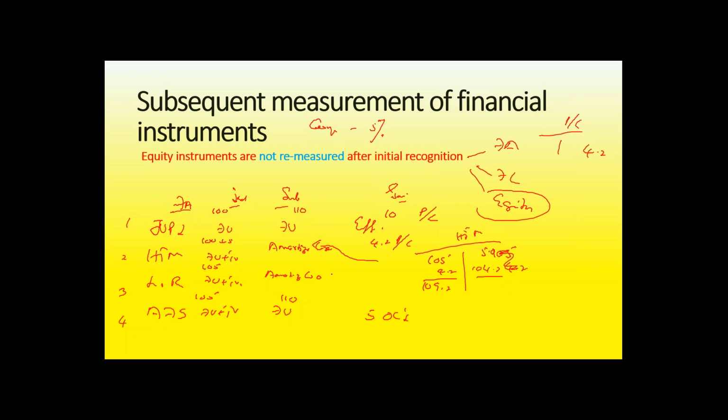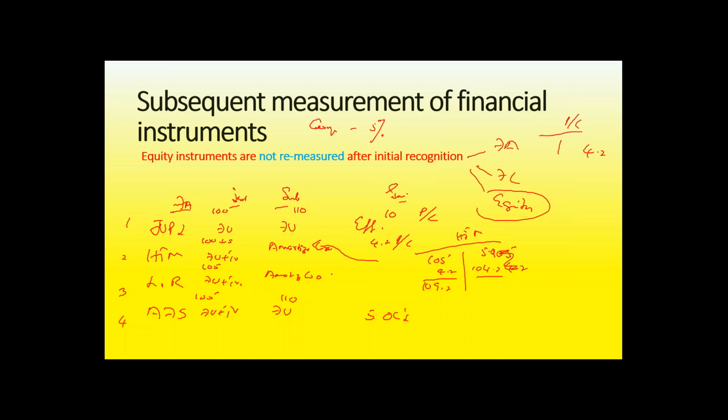So you charge interest at the effective rate of interest, deduct the coupon rate of interest, and that will be the amortized cost.